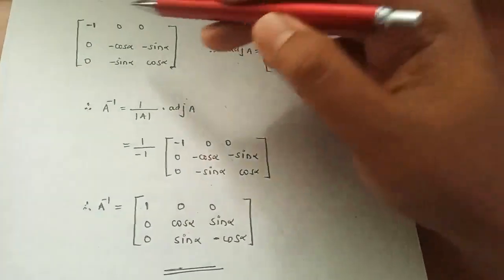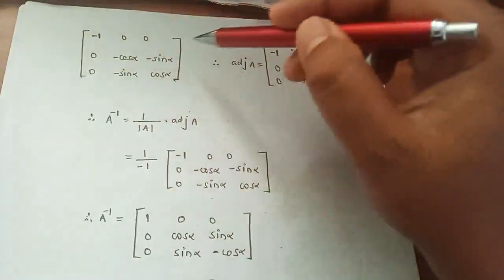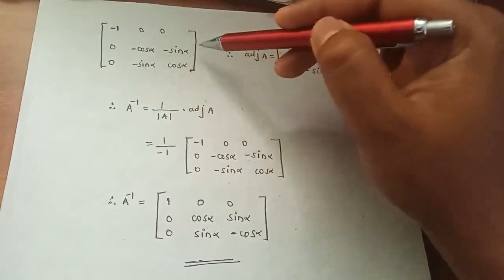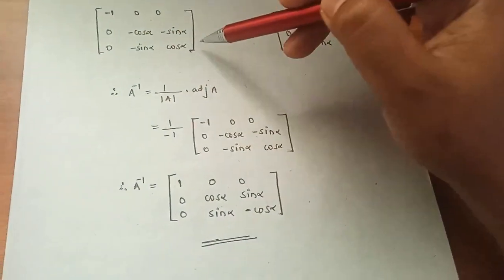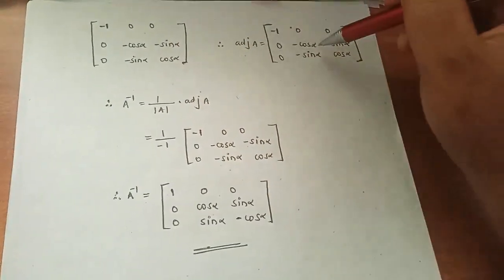So here I got all the cofactors. I found one matrix. So these are the cofactors I got: minus 1 0 0, 0 minus cos alpha minus sin alpha, 0 minus sin alpha cos alpha. Take the transpose of it, that means rows converted into columns, and I will get the adjoint.